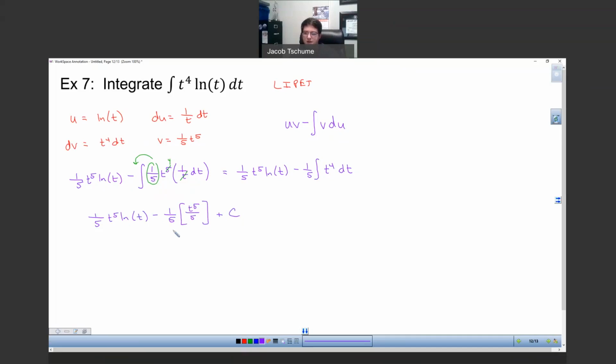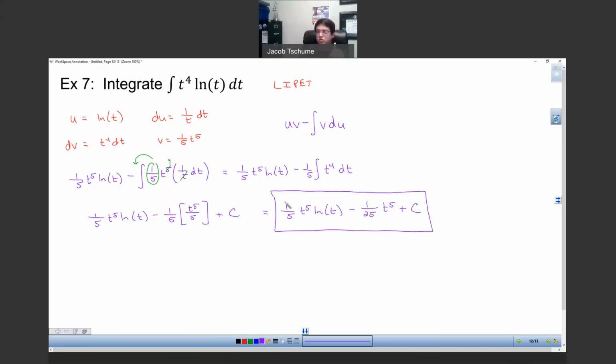And then if you combine your constants here, the final answer would be 1/5 t to the fifth times the natural log of t minus 1/25 t to the fifth plus an arbitrary constant c. And that is your final answer. Just please be careful because this would not be a tabular method because there is a natural log in the problem. So please be careful. Tabular method does not work for every issue.